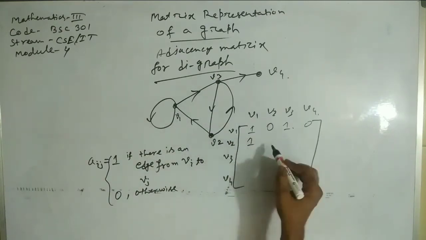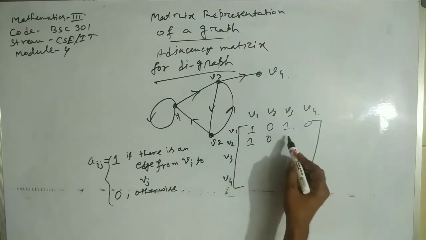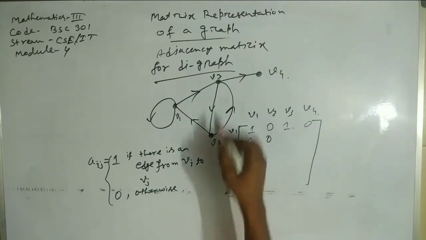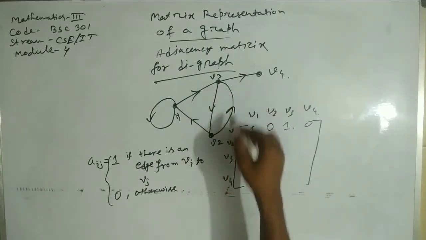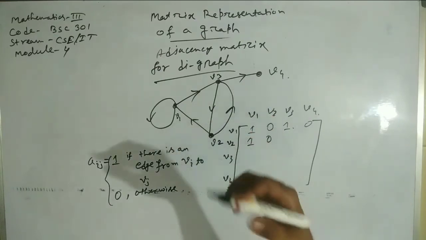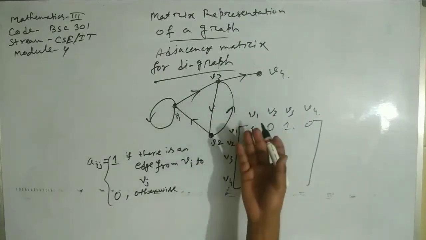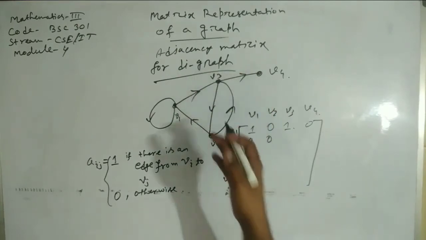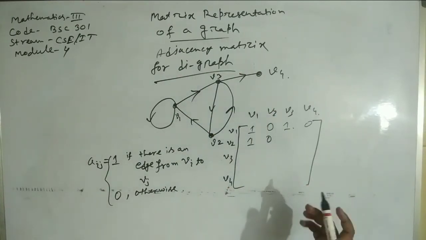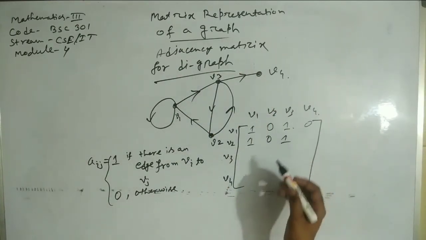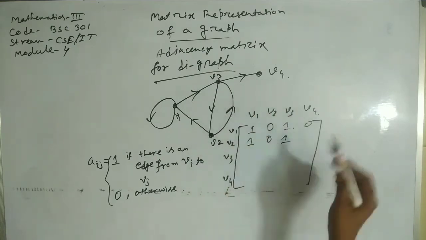From V2 to V2, no edge. From V2 to V3, okay, there is an edge. There are edges in both directions, from V2 to V3 and from V3 to V2 also. So they are parallel edges. So here it will be 1, and from V2 to V4, no, there is no edge.